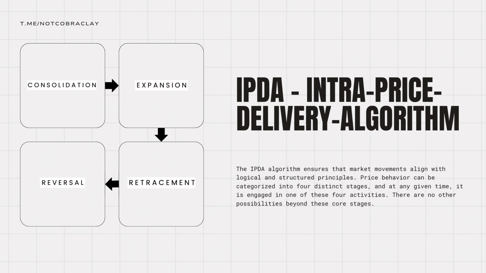The IPDA algorithm ensures that market movements align with logical and structured principles. Very simple. Price behavior can be categorized into 4 distinct stages, and at any given time is engaged in one of these 4 activities. There are no other possibilities beyond these core stages. You have the consolidation state, the expansion, a retracement, and a reversal.